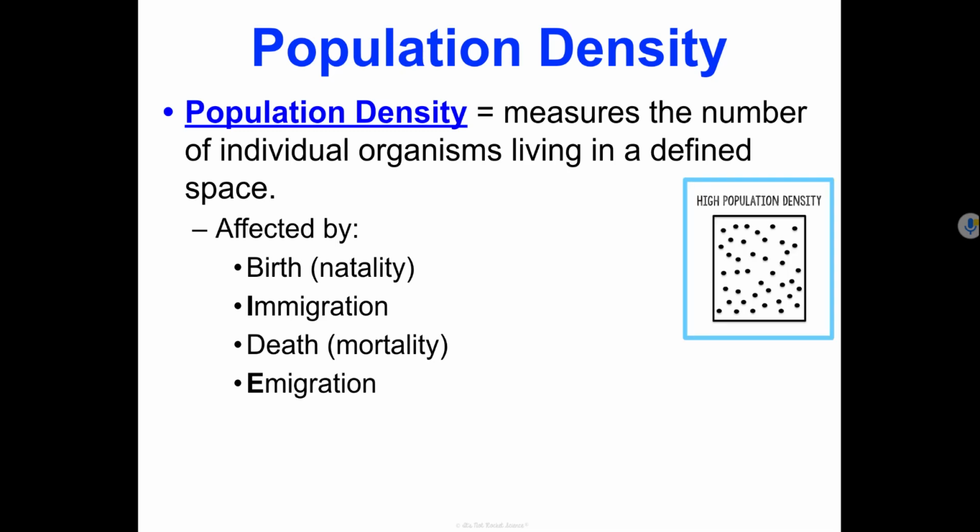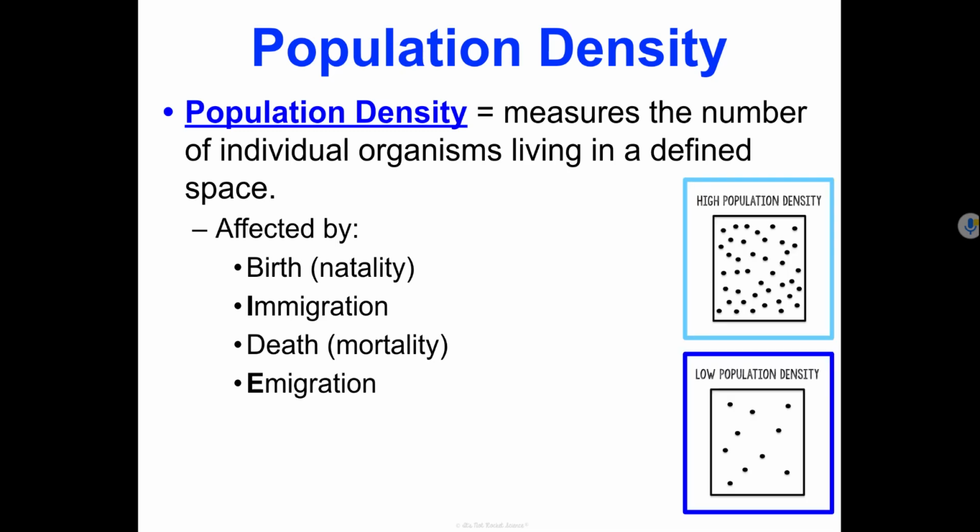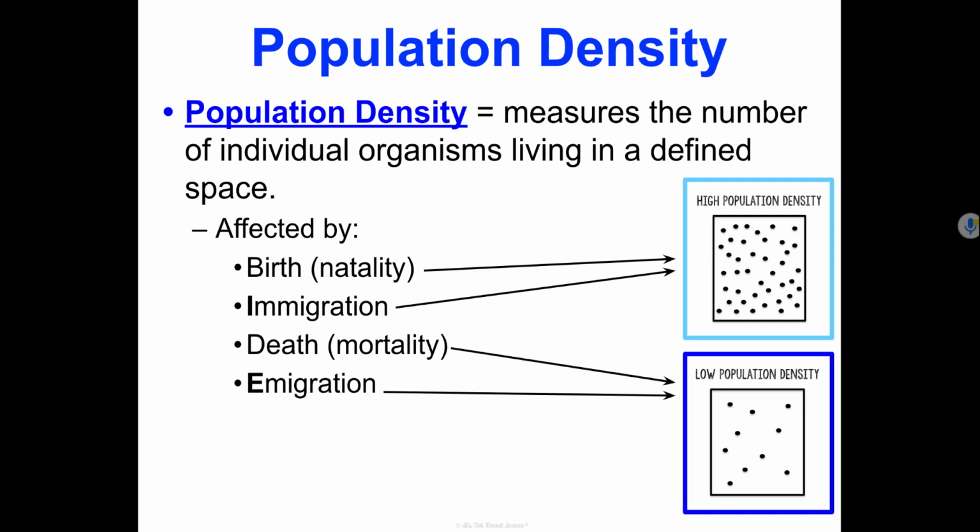Birth and immigration with an I result in a high population density because both result in more organisms living in a limited space. Death and emigration with an E result in a low population density because both result in fewer organisms living in a limited space.